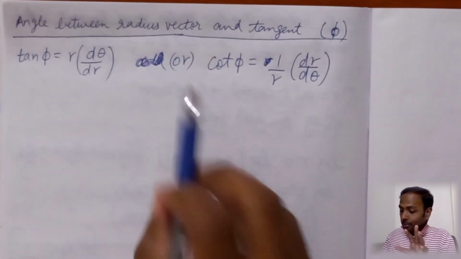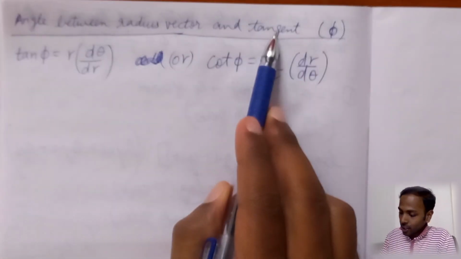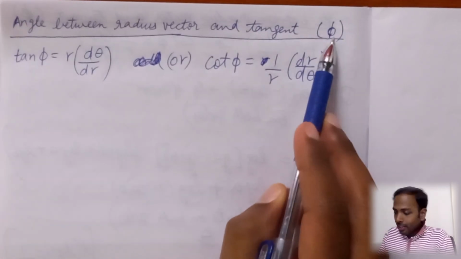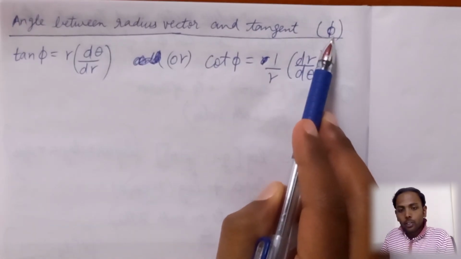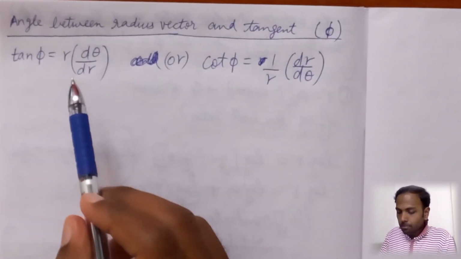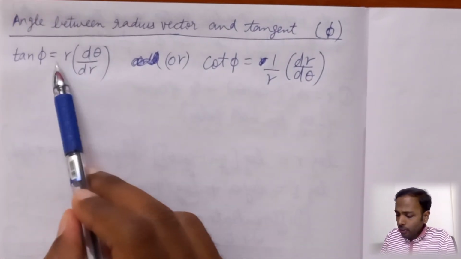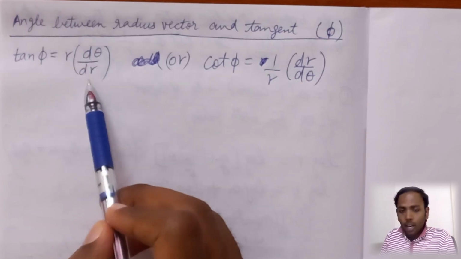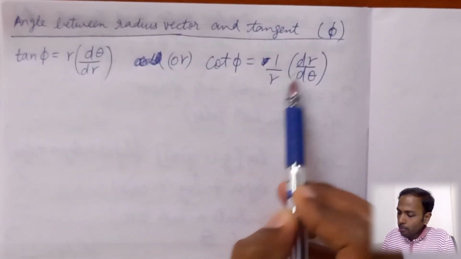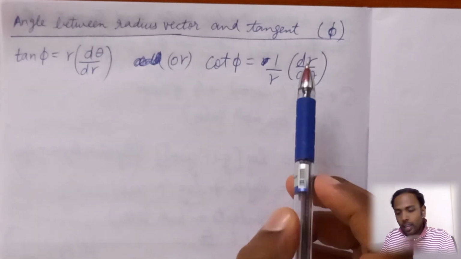The angle between the radius vector and the tangent vector is denoted by phi. This is the symbol used to denote the angle between the radius vector and the tangent vector. And we have only two formulas. Tan phi is equal to r into d theta by dr, that is one formula. The second formula is cot phi is equal to 1 by r into dr by d theta.